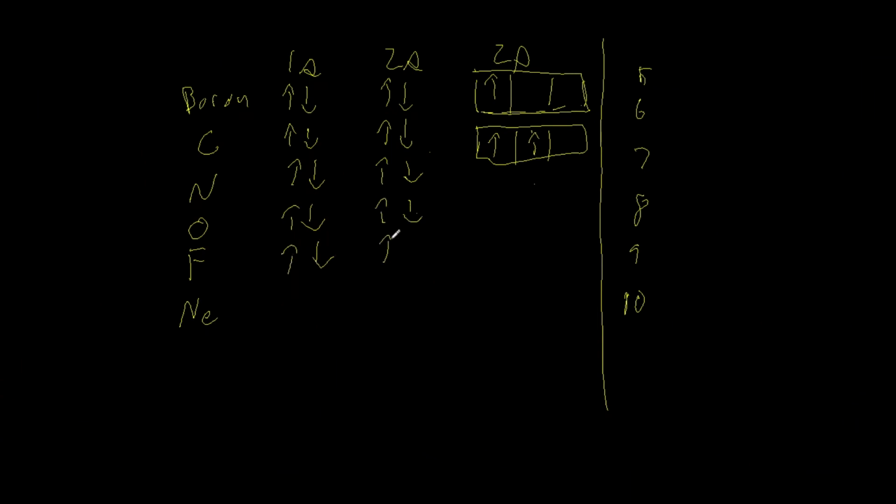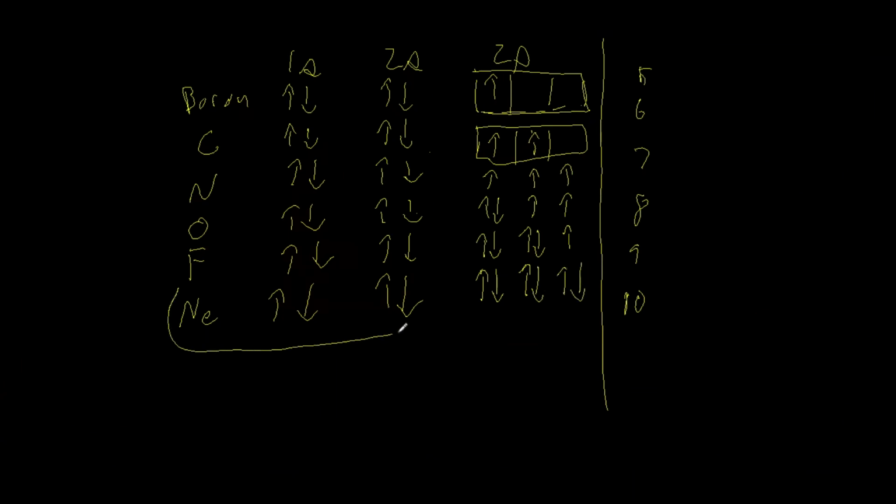Obviously they're all going to have this section filled. Now here, I would have one up arrow, one up arrow, one up arrow, and then you start to include down arrows. And the last one has up arrows and down arrows everywhere. This would be a case where the octet is fulfilled, right? You have 8 electrons in the last energy level.